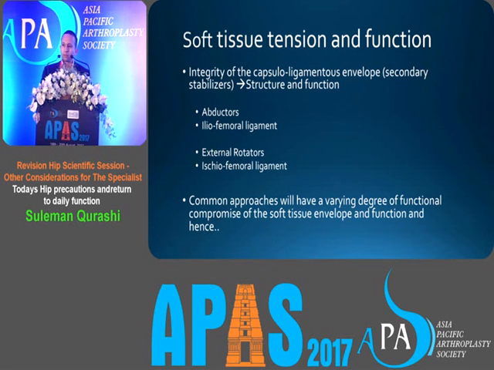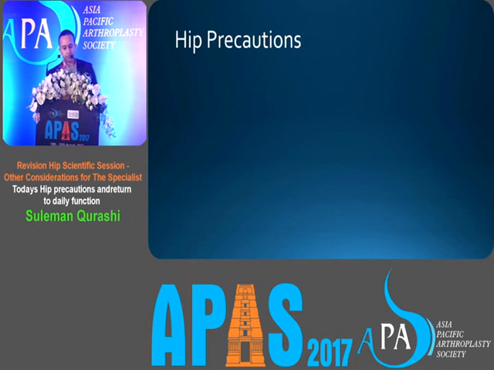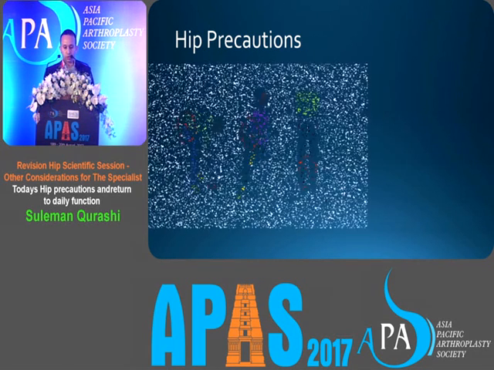So, irrespective of approach, depending on how you do your operation, there'll always be a varying degree of compromise of the soft tissue envelope. And if you're going from the front, either with anterolateral or direct lateral or direct anterior, you obviously will affect the iliofemoral ligament and perhaps part of the abductors. And if you're going from the back, the external rotators and the iliofemoral ligament, or ischiofemoral ligament. And that is the reason for the traditional hip precautions.